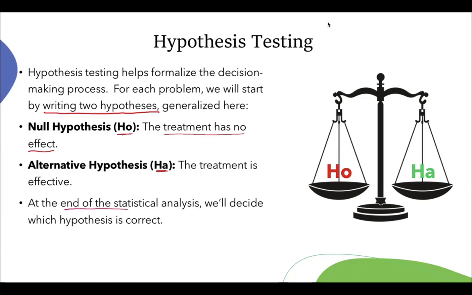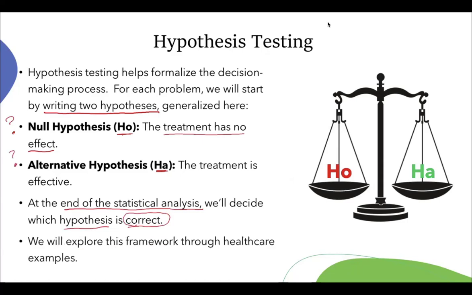Then we go through a statistical analysis. At the end of that statistical analysis, we decide which of these two hypotheses is correct. So at the start of a problem, you don't know if it's going to be the null hypothesis or the alternative hypothesis that wins in the end. But by the end of the problem, you have your statistical analysis conducted and you can make a decision as to which one is correct.